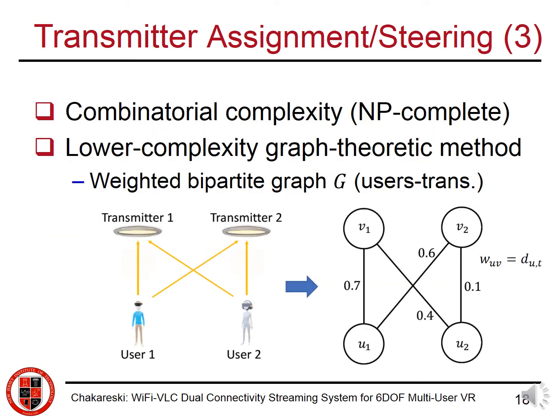Now, this problem is of combinatorial complexity, meaning it is NP complete. And to address this challenge, we formulate a lower complexity graph theoretic method, where we basically divide the users and the transmitters into two subsets, and we construct a weighted bipartite graph between the users and the transmitters, where the weight between each pair of nodes corresponds to the distance between the respective user and transmitter, as illustrated here.